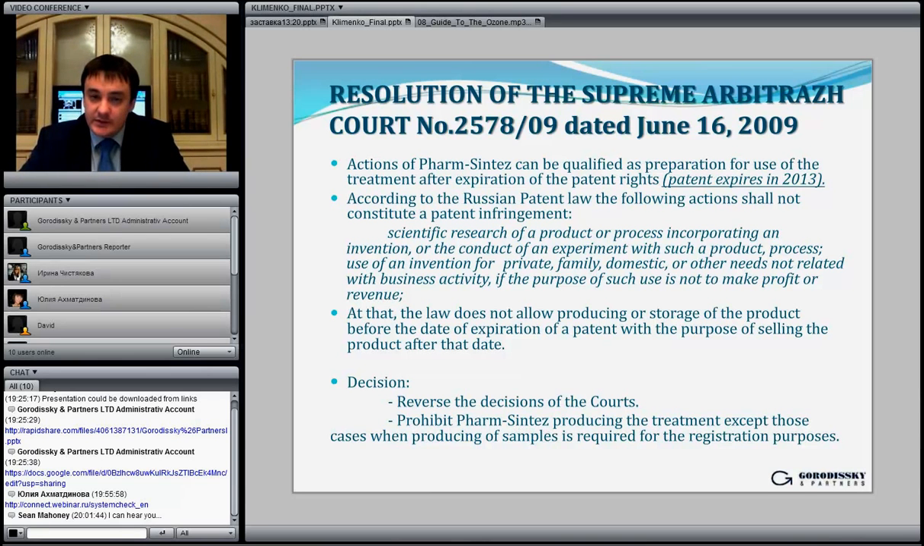However, there still will be a threat of infringement of patent rights in the future, because after any marketing authorization, the company will have the right to introduce the treatment on the Russian market, which is prohibited under the Russian law until the patent is valid. Therefore, the Supreme Commercial Court decided to prohibit the Russian company from producing the treatment, except in those cases when producing samples is required for registration purposes.